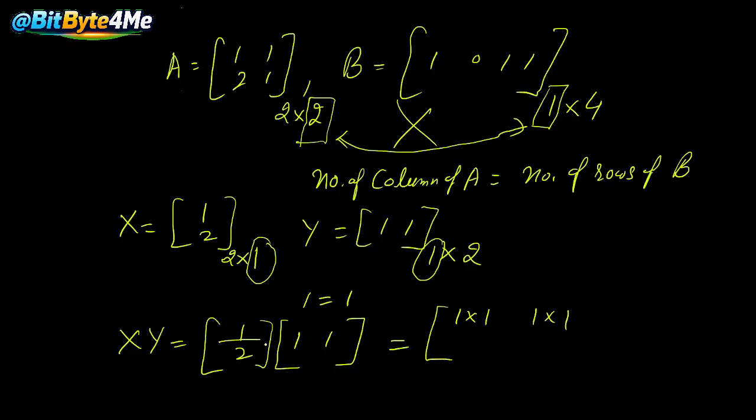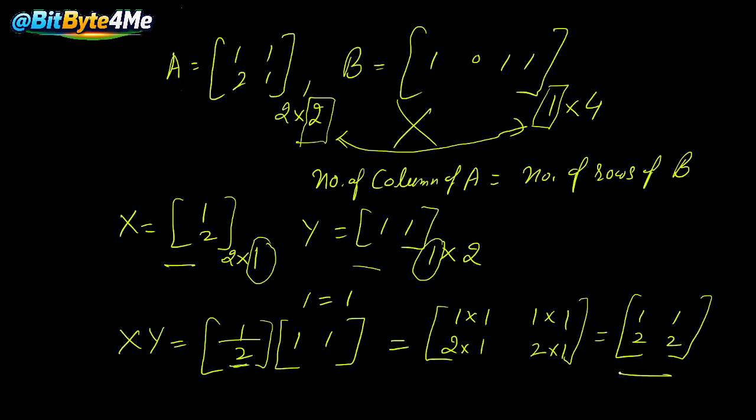Now we have reached the end of the columns of this matrix. Now go to the second row. Second row, first column, 2 into 1. Then second row and second column, 2 into 1. So it means 1 1 2 2. This is the multiplication matrix. If we multiply this x by this y, you will get this as the result. So from the given matrices, you can calculate the resultant matrix.